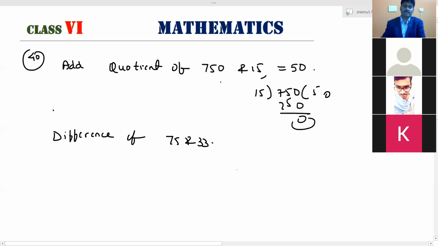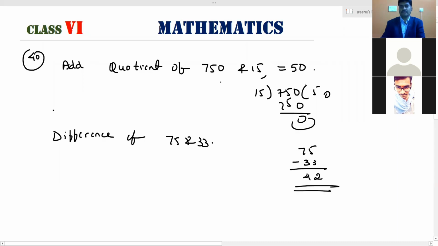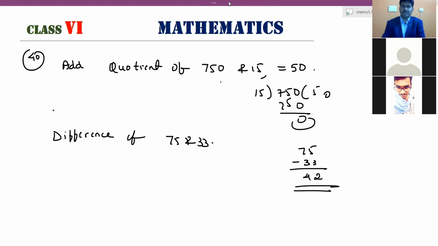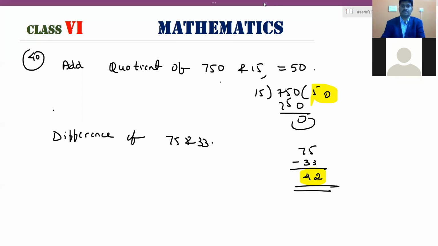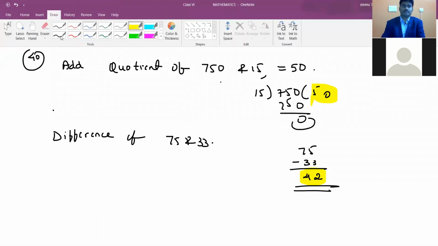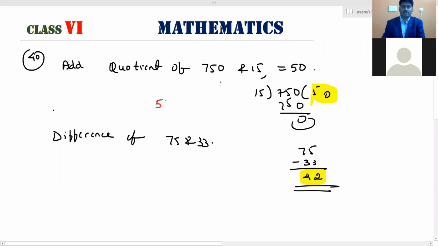And the difference of 75 and 33. Subtract this, 7 minus 3 is 4, 42. So now we shall add these two numbers. Which two numbers? 50 and 42 we have to add, right? 50 plus 42 is 92. Answer is 92. Option C is correct.